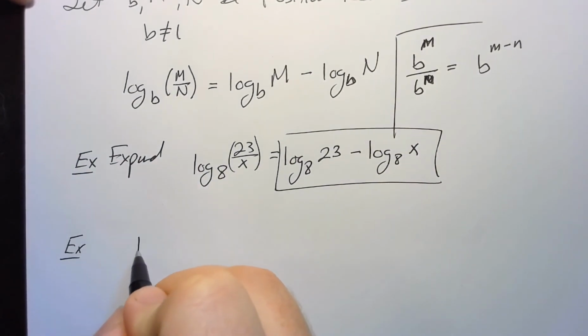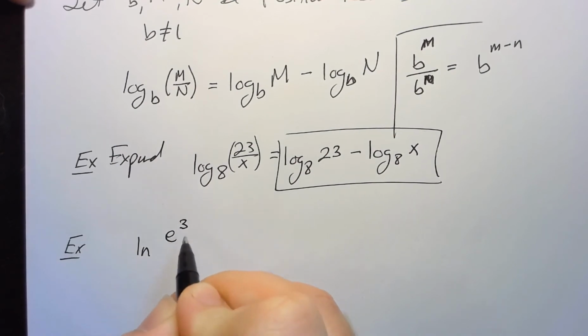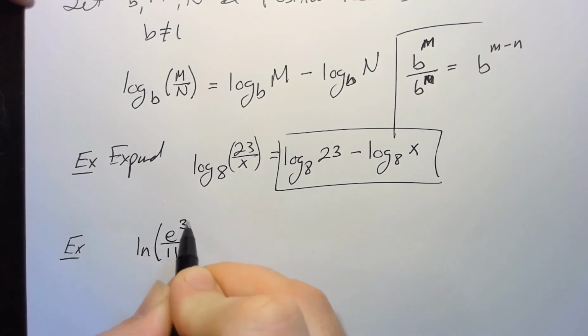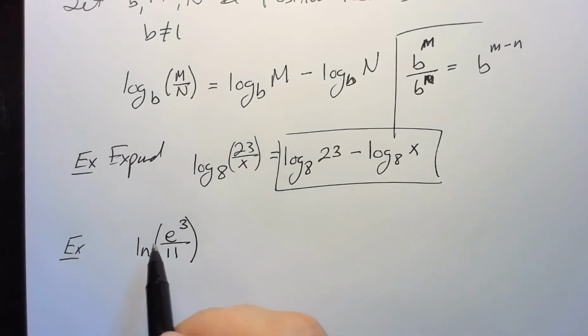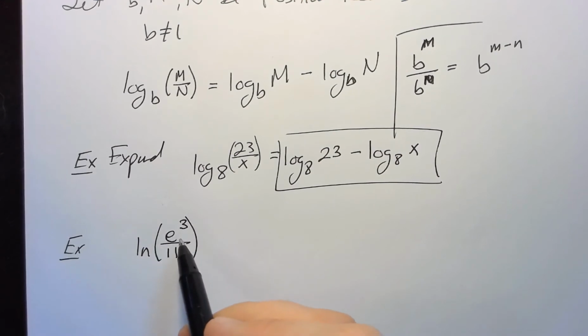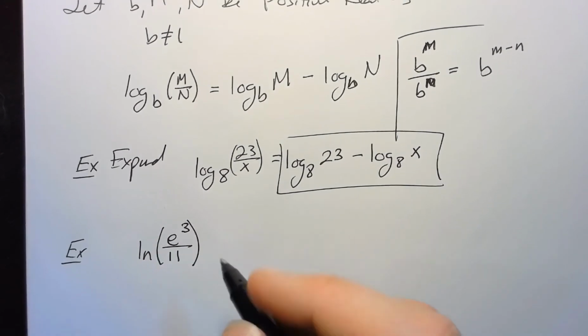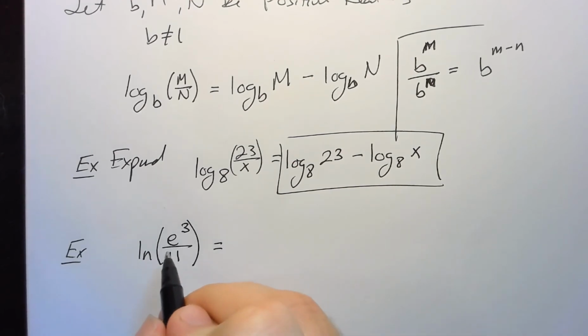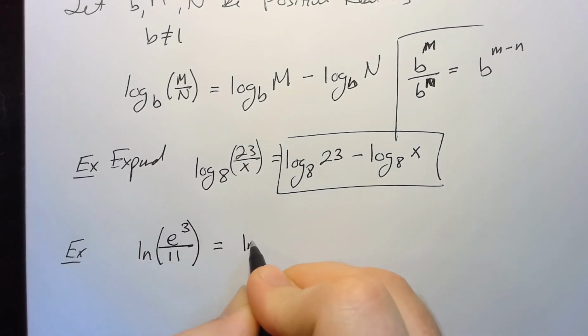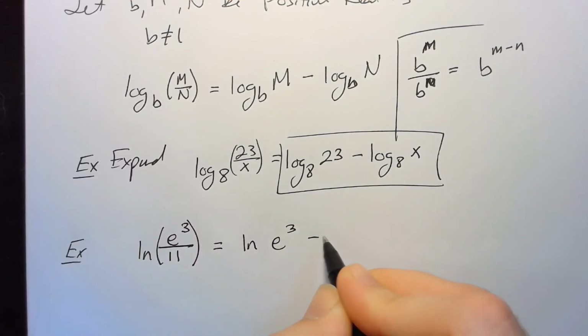We're going to go ahead and expand the natural log of e to the power of 3 divided by 11. Please make note that sometimes those parentheses won't actually be shown. It'll just be natural log of e to the 3 divided by 11, and you should understand that those parentheses are technically there. In this particular case, again, we're going to go ahead and expand this. The most efficient way to expand it is, again, start with the division here because the whole thing is one giant fraction. So I'm going to have the natural log of the top piece minus the natural log of the bottom piece.